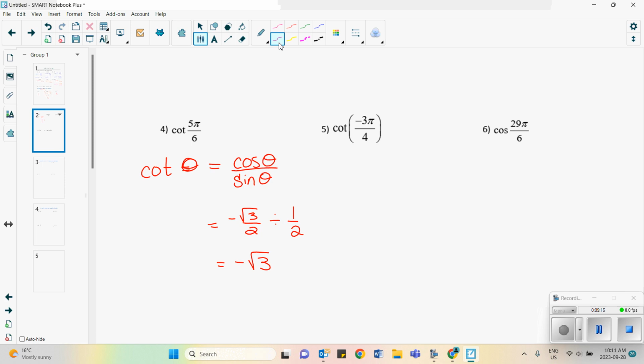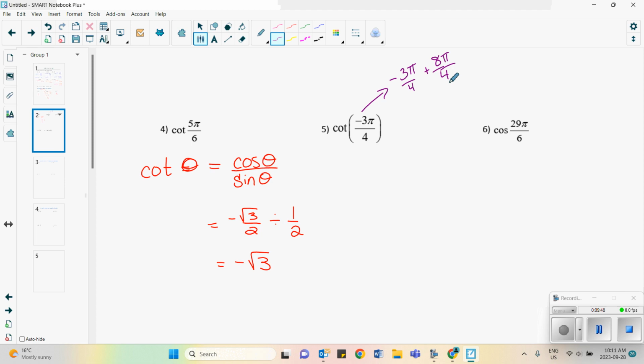Okay, cotan of negative 3 pi over 4. I have no idea what to do with a negative angle. Negative angles aren't on my unit circle. I don't know where I am. So the first thing I'm going to do is find a positive coterminal angle. How do I do that? Add 2 pi. So I'm going to have negative 3 pi over 4 plus 8 pi over 4.